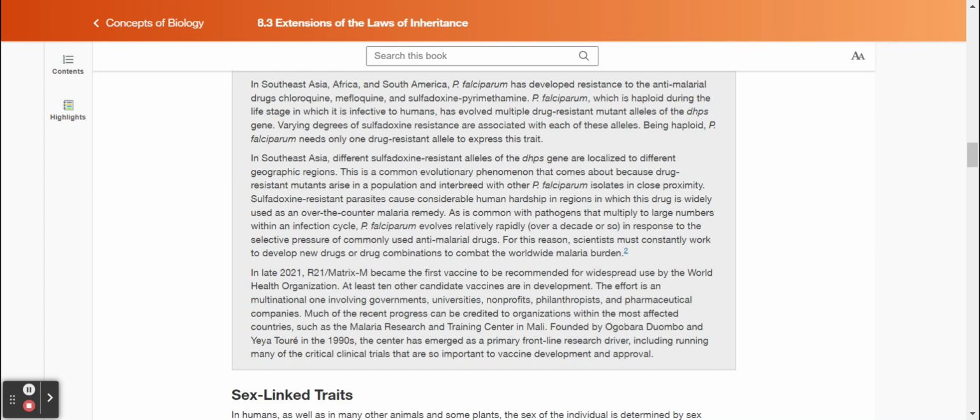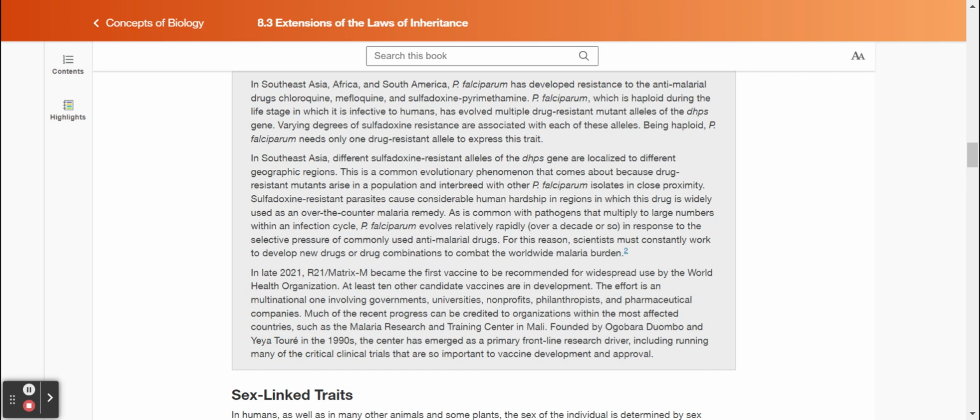In Southeast Asia, different sulfadoxine-resistant alleles of the DHPS gene are localized to different geographic regions. This is a common evolutionary phenomenon that comes about because drug-resistant mutants arise in a population and interbreed with other P. falciparum isolates in close proximity. Sulfadoxine-resistant parasites cause considerable human hardship in regions in which this drug is widely used as an over-the-counter malaria remedy.